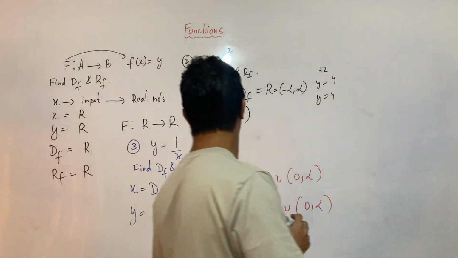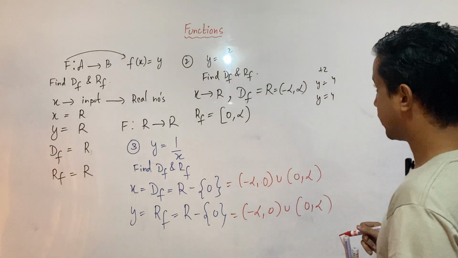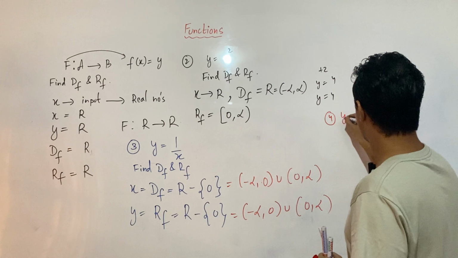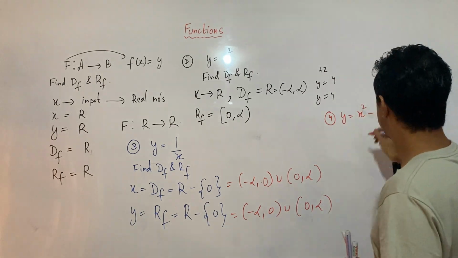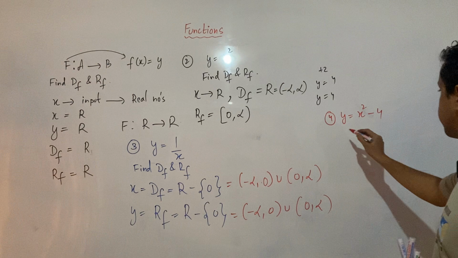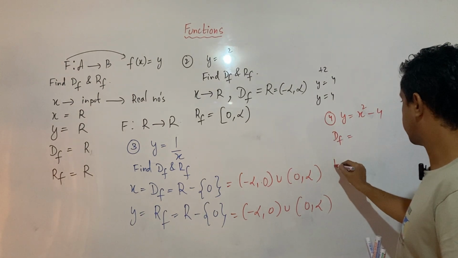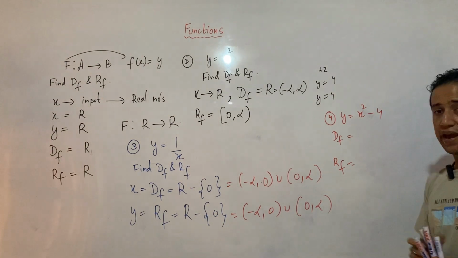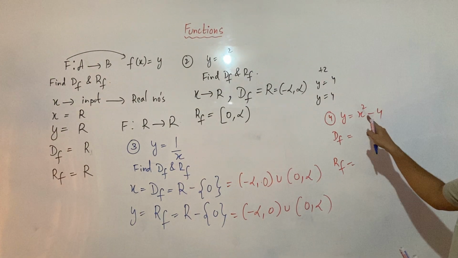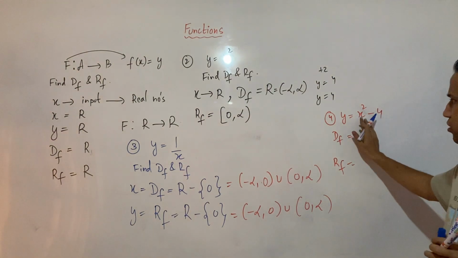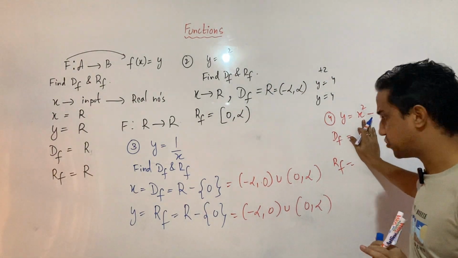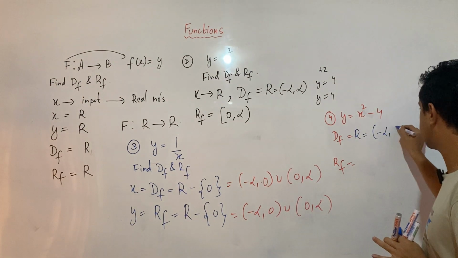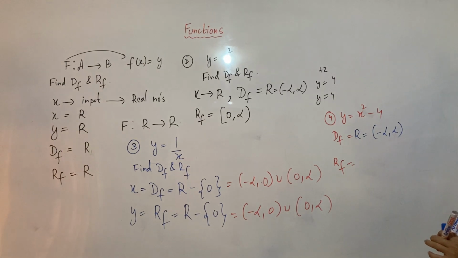Let's say that here. One more question we can do, number 4, y equal to x square minus 4. In this case, you have to find the domain and you have to find the range. Now see here, y equal to x square minus 4. Now x can take any value. x can be positive, x can be negative, x can be 0. So the domain is going to be all real numbers, which means minus infinity to infinity, right?